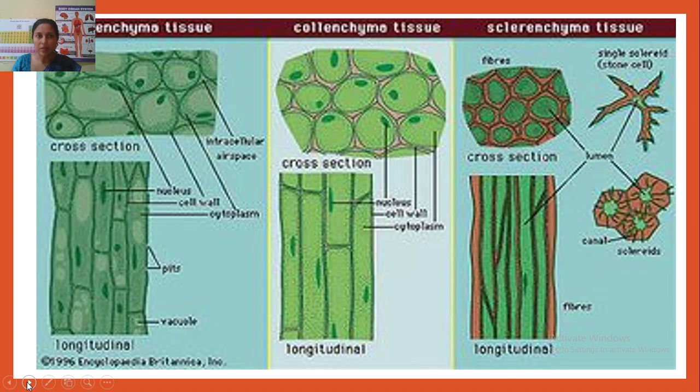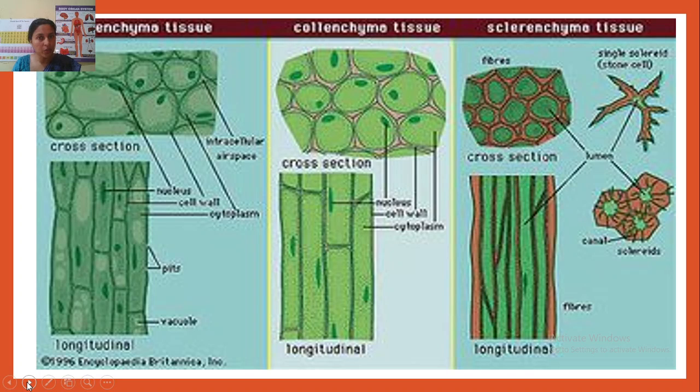This is another schematic diagram of the three tissues. The cross-sectional diagram and the longitudinal diagrams are going to be shown here. In the parenchyma tissue, you can see that the nucleus is going to be prominent, and also the intercellular space is going to be prominent.